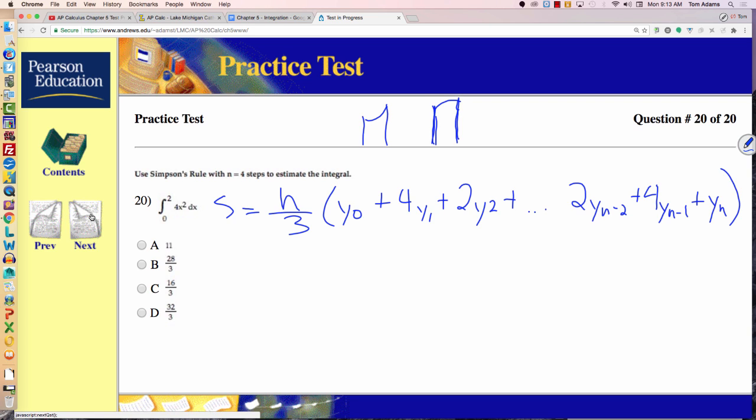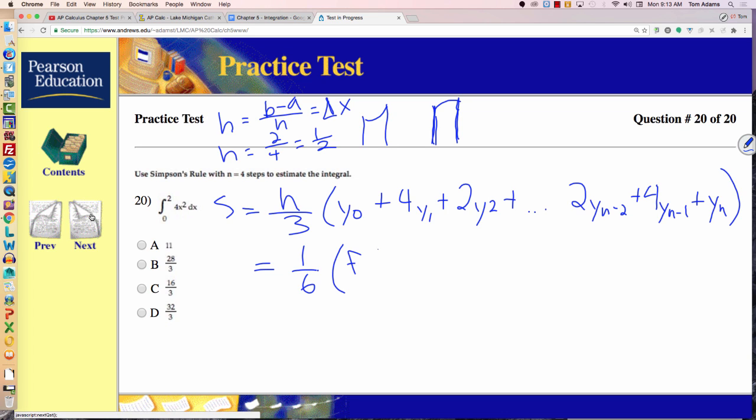So we're asked to use Simpson's rule. H, same thing. H is determined by b minus a all over n. Sometimes Mr. Adams refers to that as delta x. So our h in this situation is going to be 2 over 4 or 1/2. And so 1/3 of 1/2 is 1/6. We're going to go from 0 to 2.